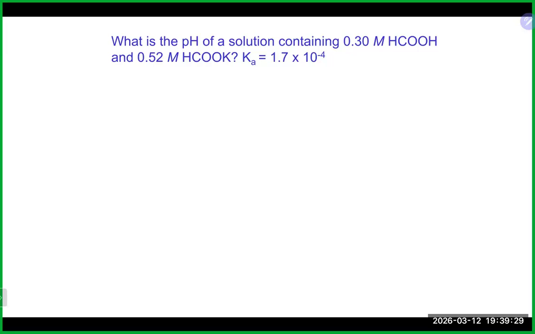All right, so why don't you give this one a go? What is the pH of a solution that contains 0.3 molar formic acid, I think they call that, and 0.52 molar potassium formate?